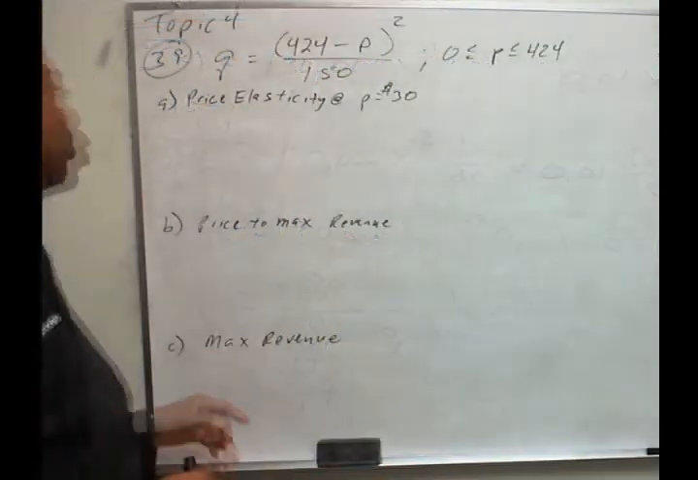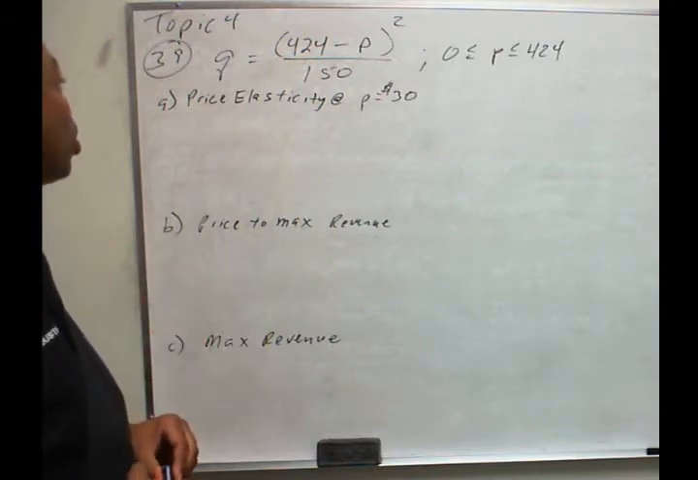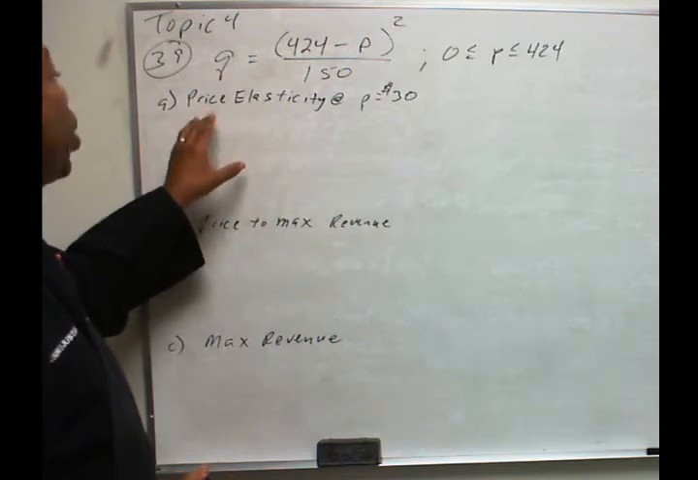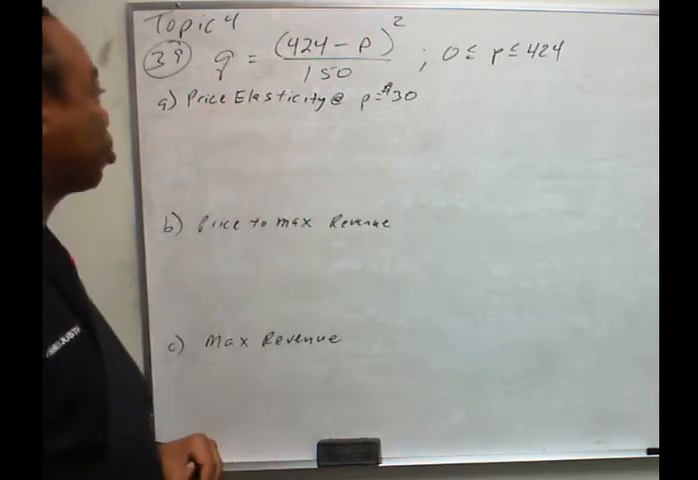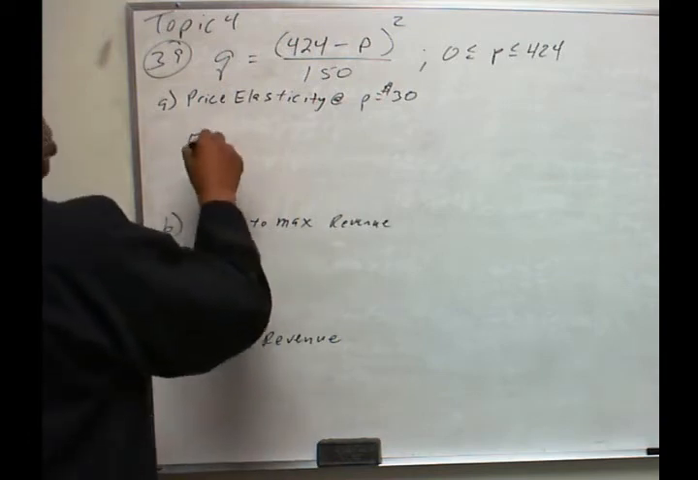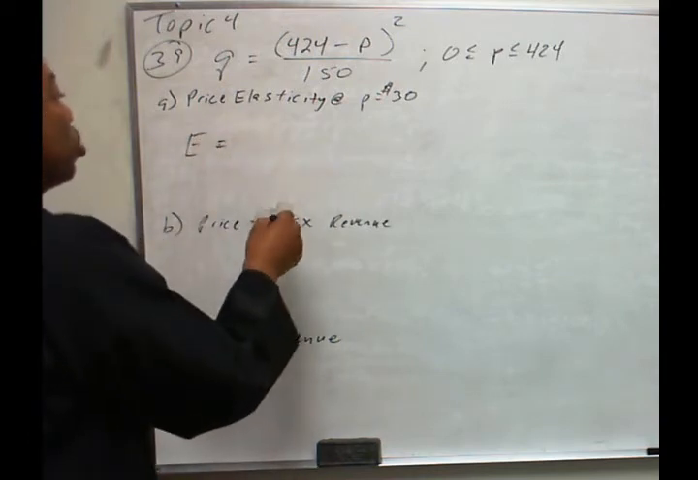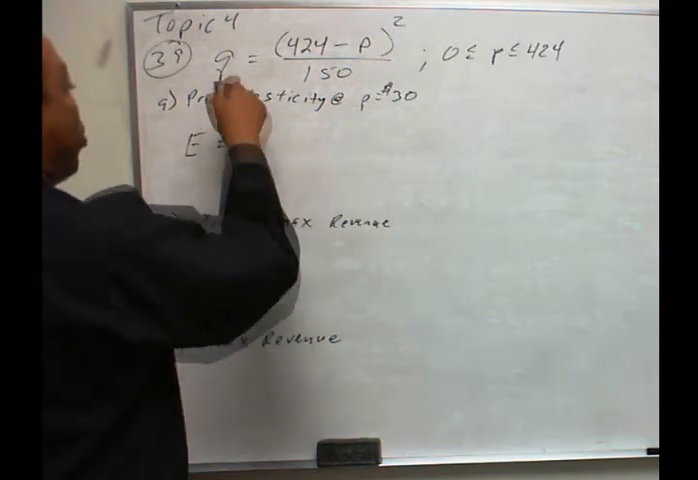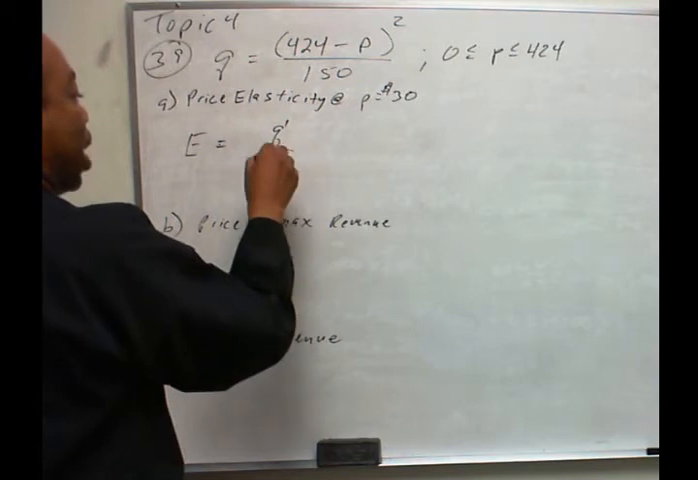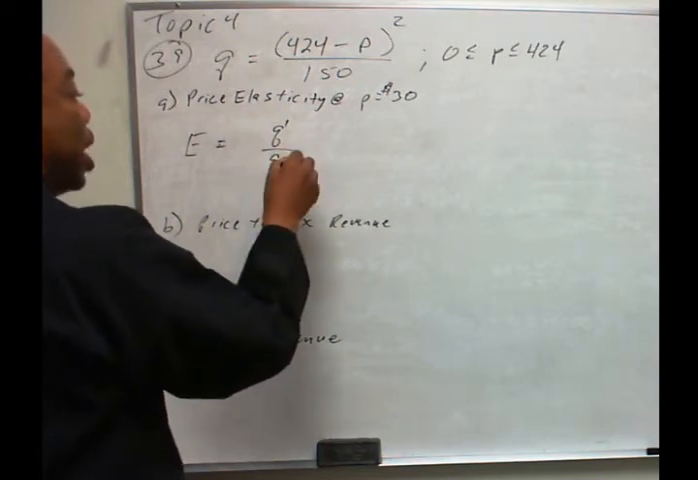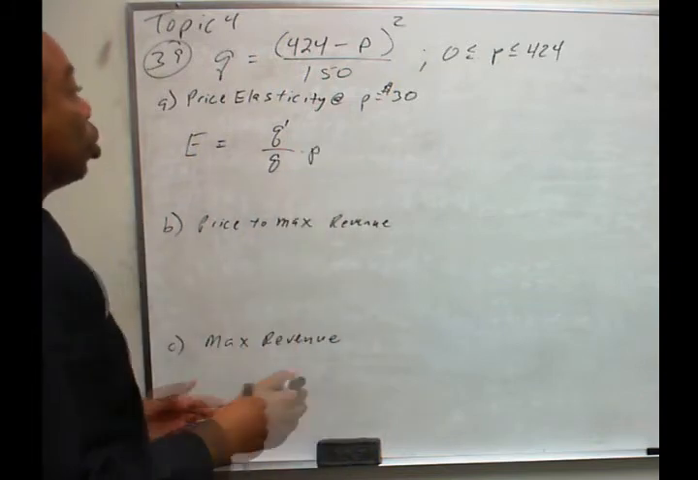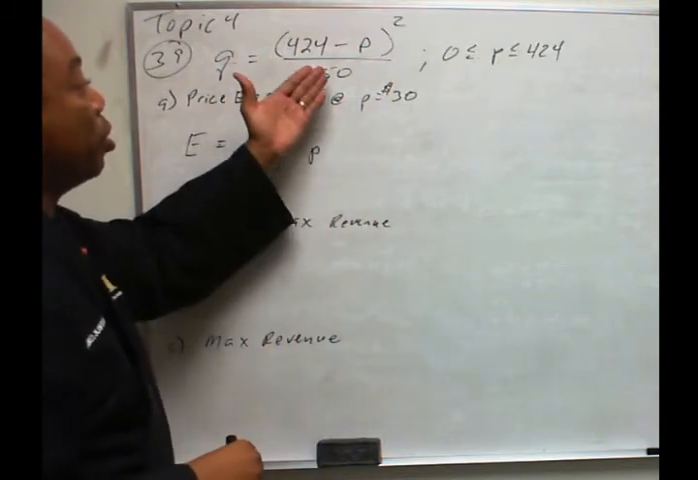Okay, topic 4, number 39. We're given a demand function and we're asked for the price elasticity at $30. To find the elasticity, we need to do a couple things. We need to take the derivative of the demand function, divide that by the demand function itself, and then multiply it times the price. So first we need the derivative of the demand function.